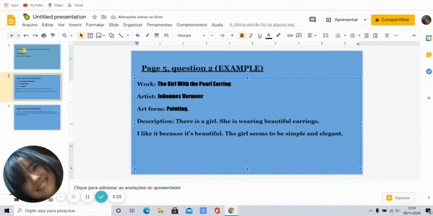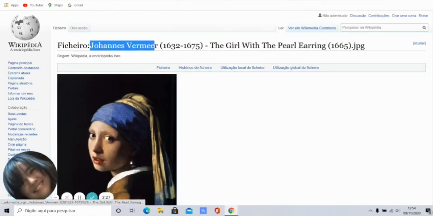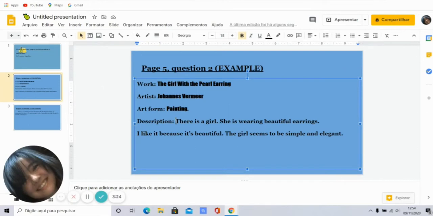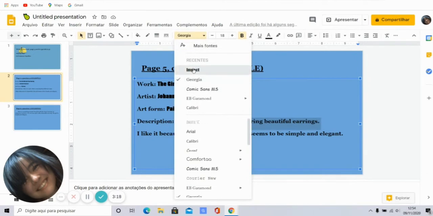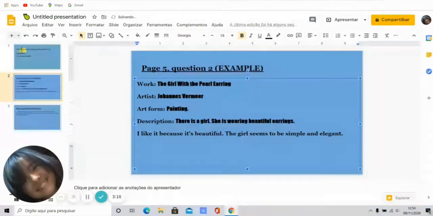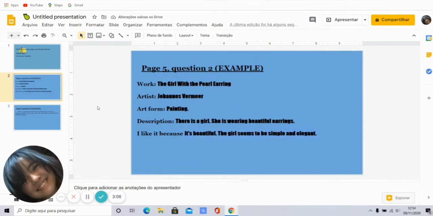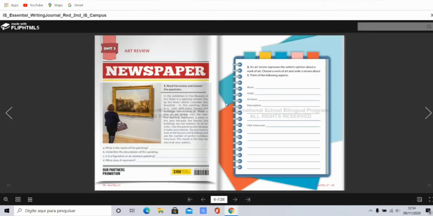Description. We are going to describe the painting. I put something simple over here, like there is a girl, she's wearing beautiful earrings. Okay, something pretty basic. And I like it because it's beautiful. The girl seems to be simple and elegant. So far, so good. Just like that. And then we have the next page.